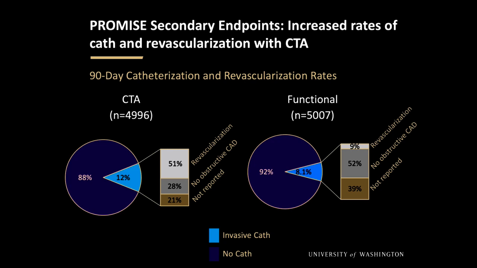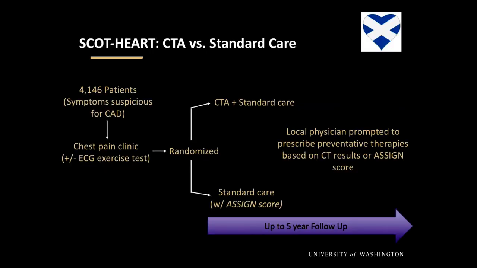So this kind of led way to SCOT-HEART a little bit, in the sense that in PROMISE, they were comparing functional testing directly to a CTA strategy. And then SCOT-HEART came along, which is the second trial, and said, what if we add CTA on top of standard of care and then compare it to standard of care? And in this case, the standard of care meant most of those patients got an ECG exercise stress test.